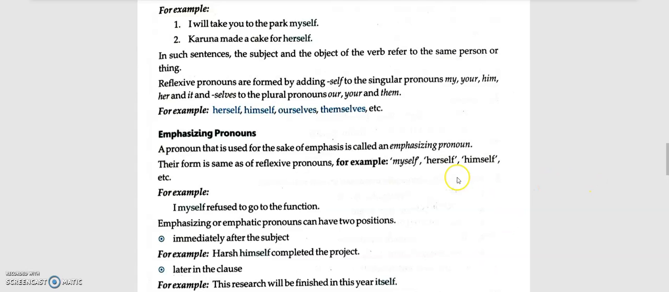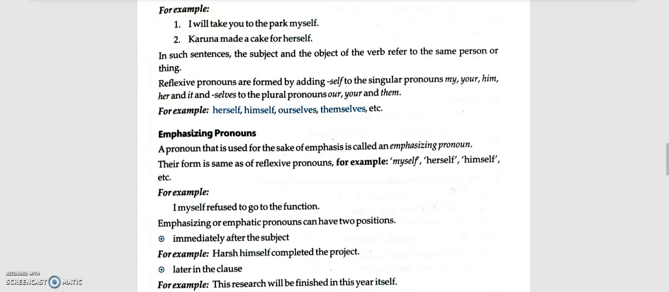thing. In this sentence, look at it here. We have I, and then we have myself. We are referring to the same person. Okay? The same person or the same thing, not a different person. Reflexive pronouns are formed by adding self to the singular pronouns. So we have the singular pronoun my, your, him, her. We have to add a self. Self means we are talking about ourselves. That is why it is called reflexive.